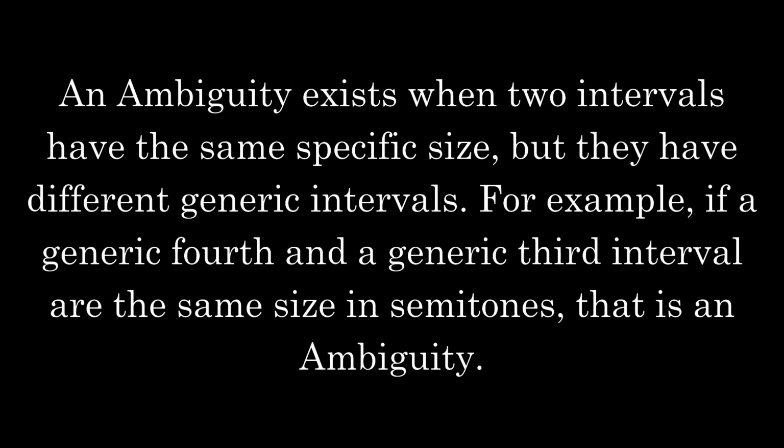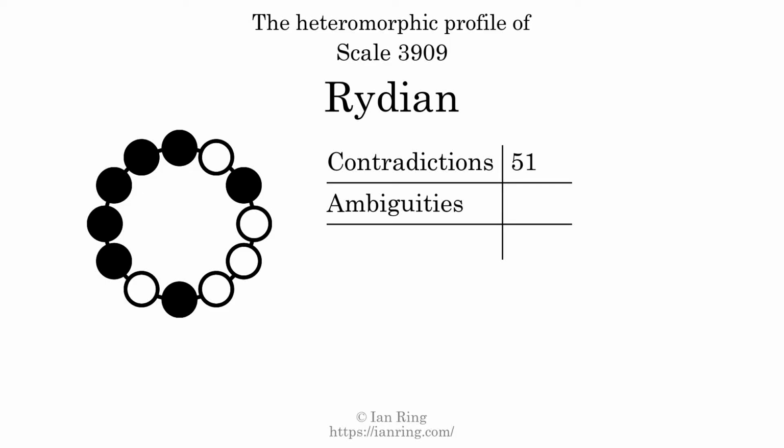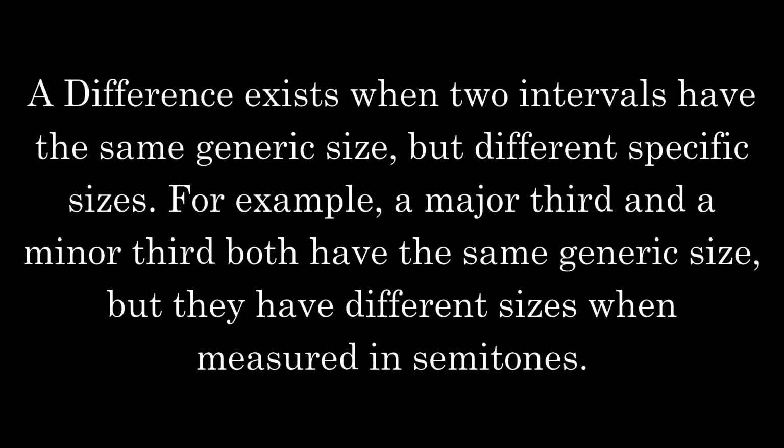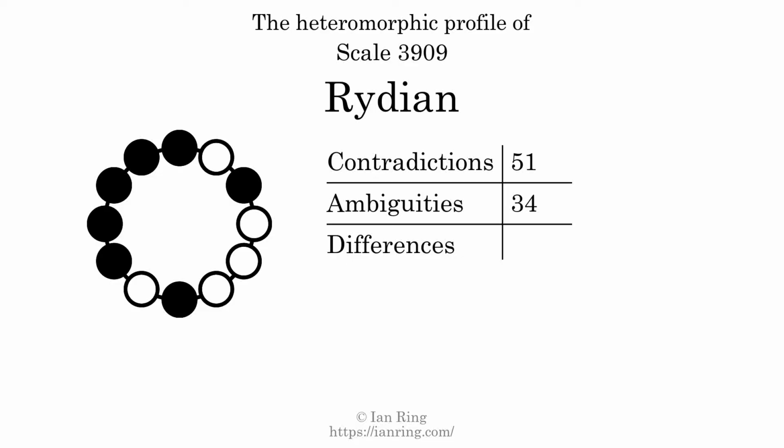An ambiguity exists when 2 intervals have the same specific size, but they have different generic intervals. For example, if a generic fourth and a generic third interval are the same size in semitones, that is an ambiguity. The number of ambiguities in this scale is 34. A difference exists when 2 intervals have the same generic size, but different specific sizes. For example, a major third and a minor third both have the same generic size, but they have different sizes when measured in semitones. The number of differences in this scale is 96.